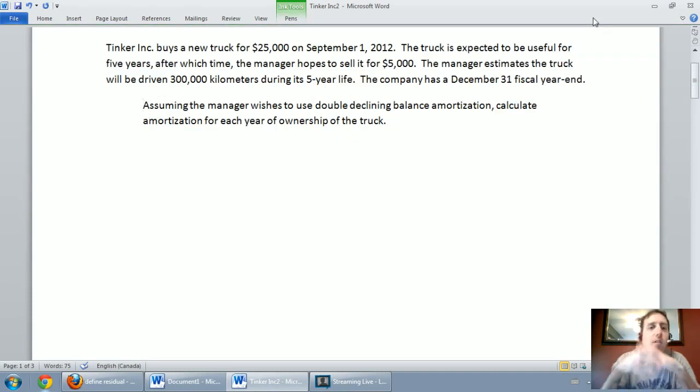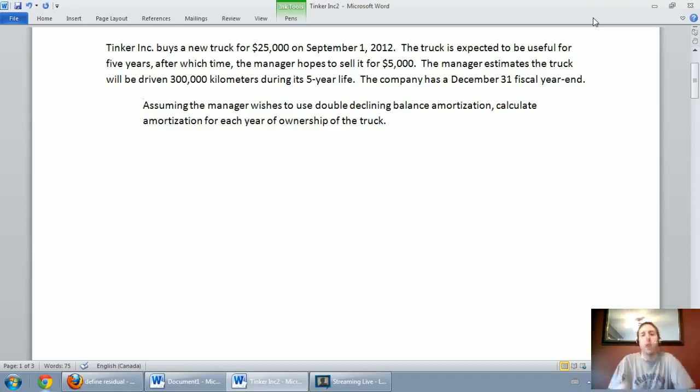The question says, Tinker Inc. buys a new truck for $25,000 on September 1st, 2012. The truck is expected to be useful for 5 years, after which time the manager hopes to sell it for $5,000. The manager estimates the truck will be driven for 300,000 kilometers during its 5-year life. The company has a December 31st fiscal year. Assuming the manager wishes to use double declining balance amortization, calculate the amortization for each year of ownership of the truck.